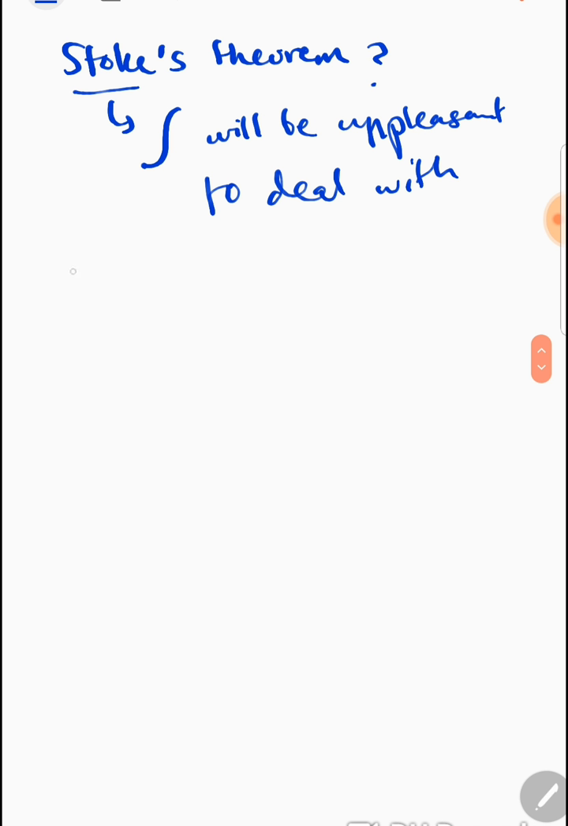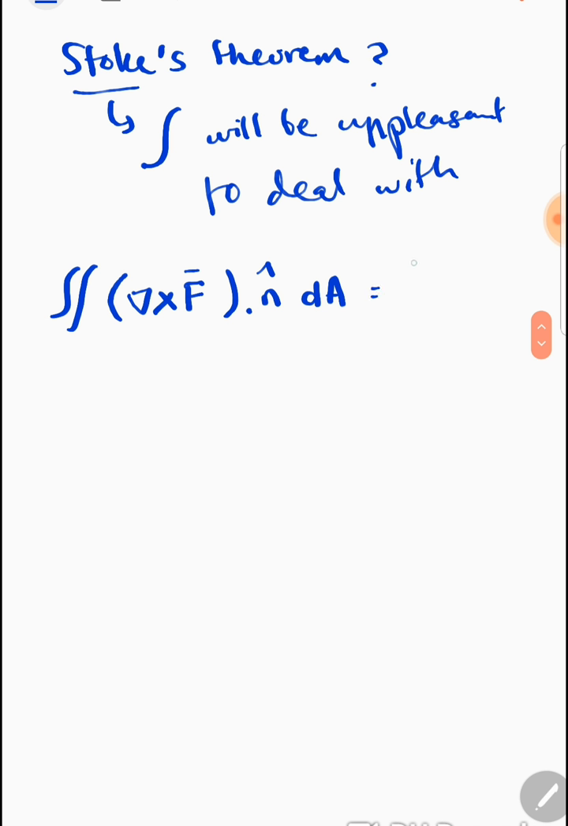It is now saying that the double integral, or in this case the surface integral, of del cross f dot n cap dA is equivalent to the line integral of my vector field, which I'll write as f dot t ds. This is what Stokes' theorem is about.